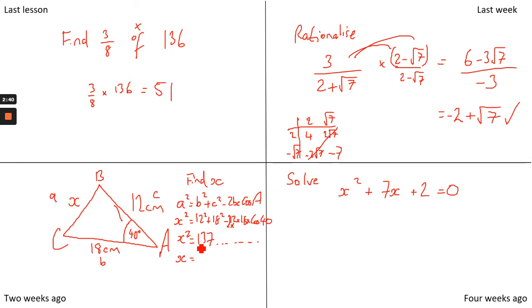So I can just do square root of my answer. And now I can round. So I'm going to say, well, it's 11.7 centimeters to 1 decimal place.